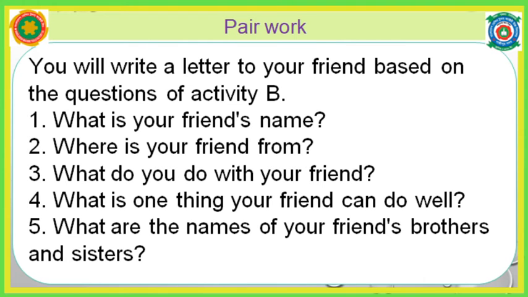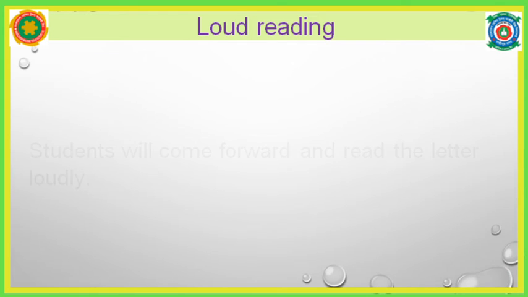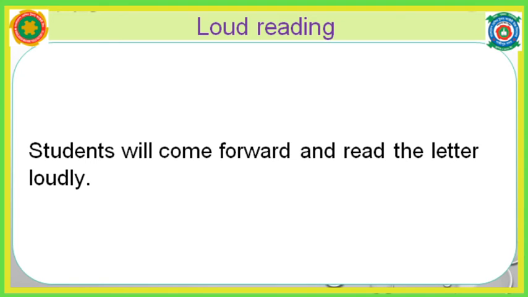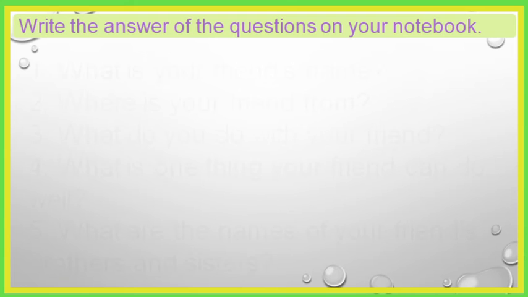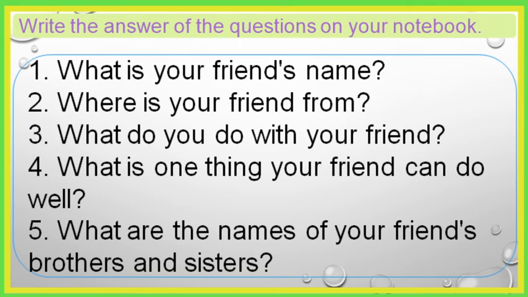Now you have to work group-wise. What's your friend's name? That is already in activity B. Where's your friend from? What do you do with your friend? What's one thing your friend can do well? What are the names of your friend's brothers and sisters? All the answers to the questions are in our letter. You have already noticed. So you have to read this letter again, and write the answers in your copy.